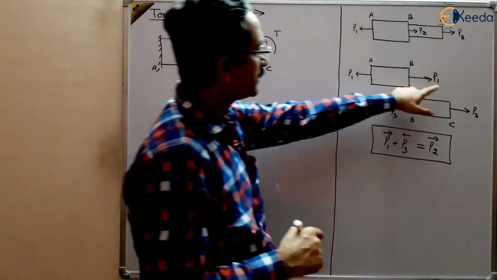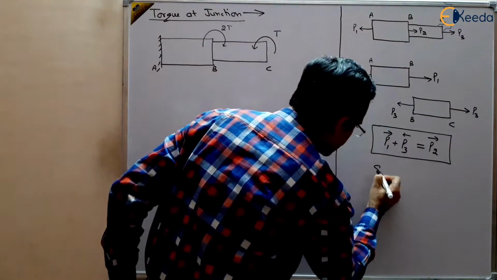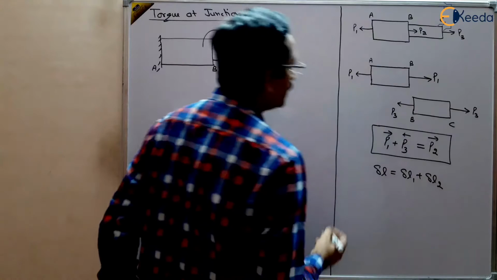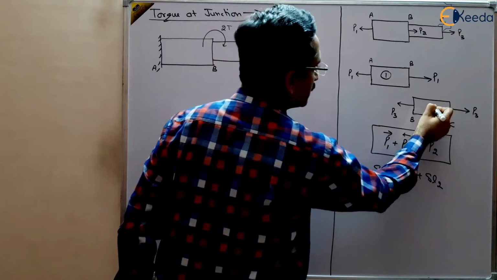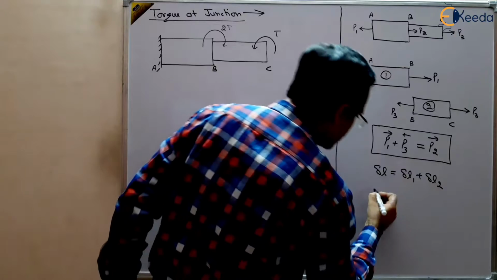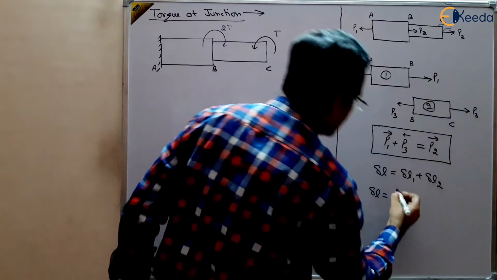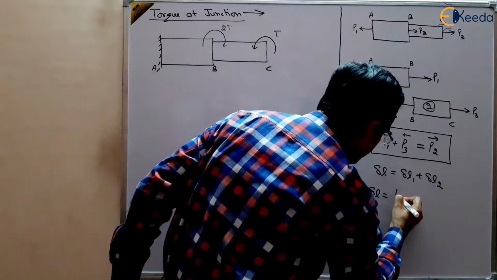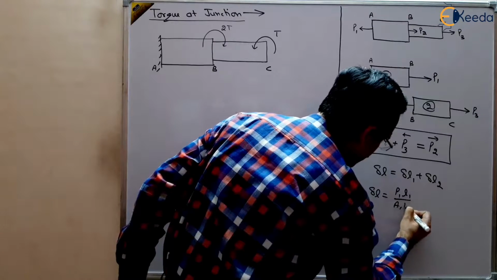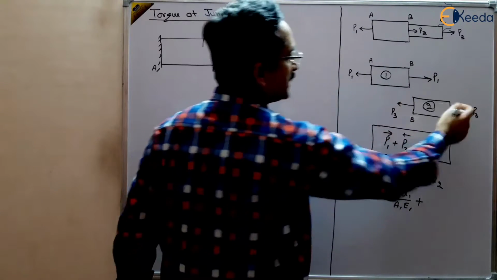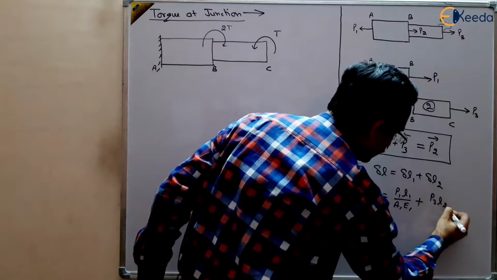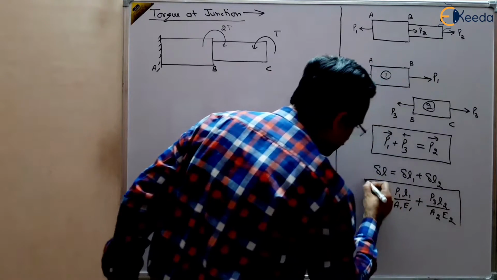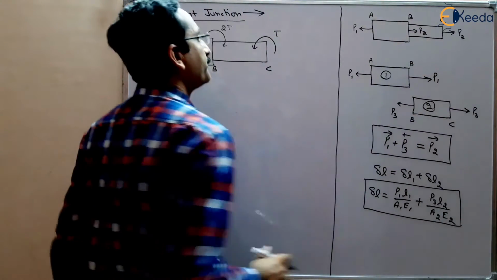In this case, what was the total deformation? The total deformation was deformation in 1 plus deformation in 2, right? This was 1, suppose this was 2. So that will be equal to PL upon AE, and both are tensile, and tensile is taken as positive. So we will write P1 L1 upon A1 E1 plus, this is P3, so P3 L2 upon A2 E2. This is how we obtained the total deformation in this bar.